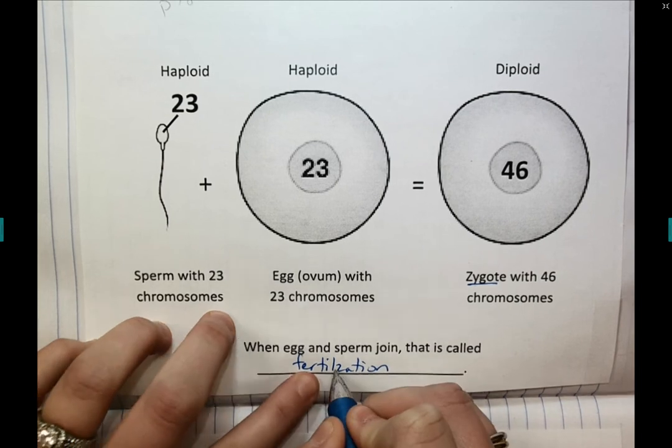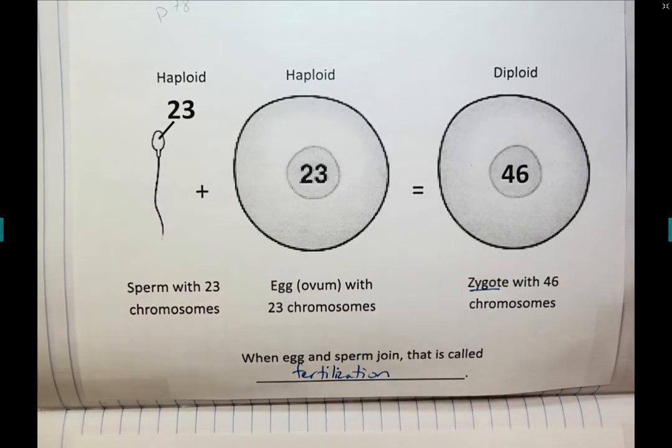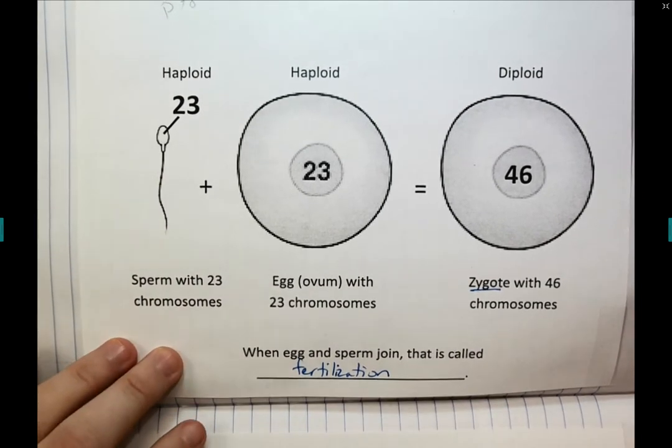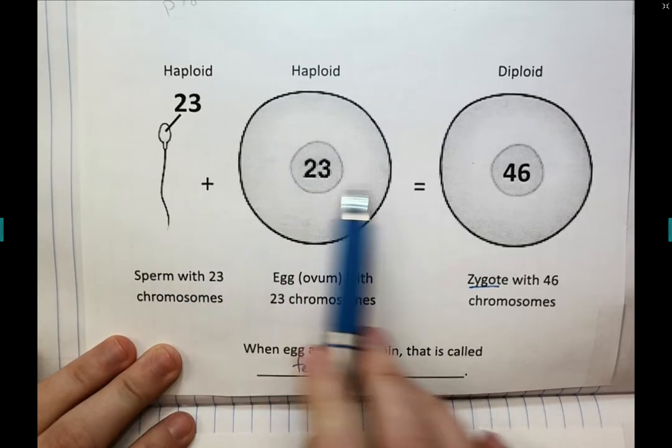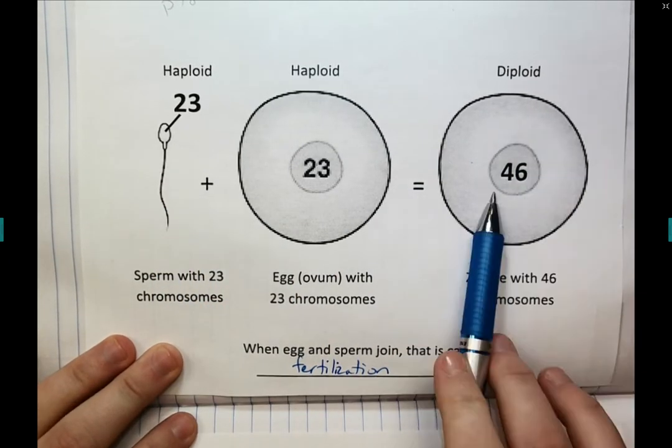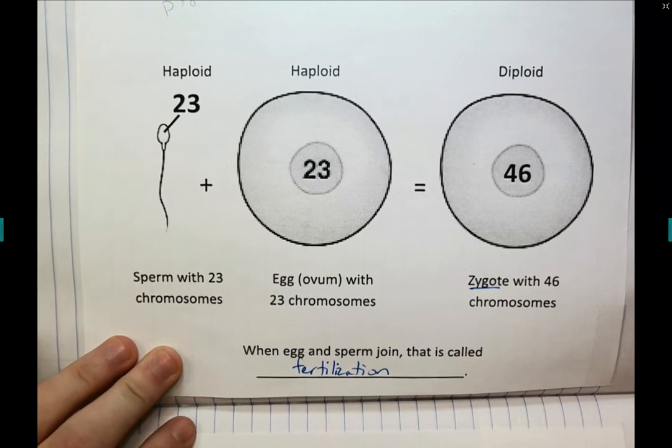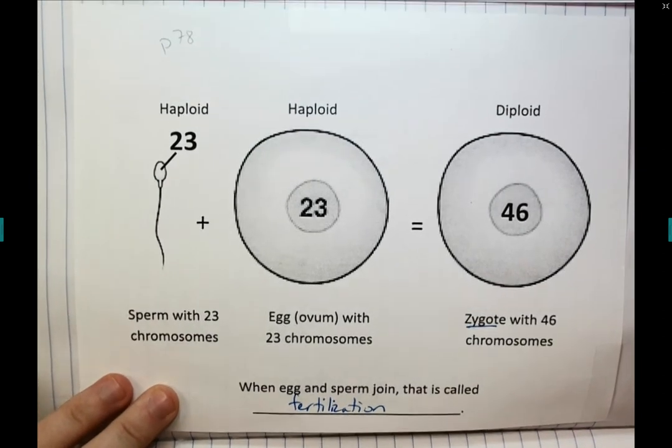And this process, when the egg and the sperm join together, is called fertilization. I think I spelled that a little wrong. I forgot an I, sorry. Fertilization. So egg and sperm joining together to create the zygote. That is called fertilization.